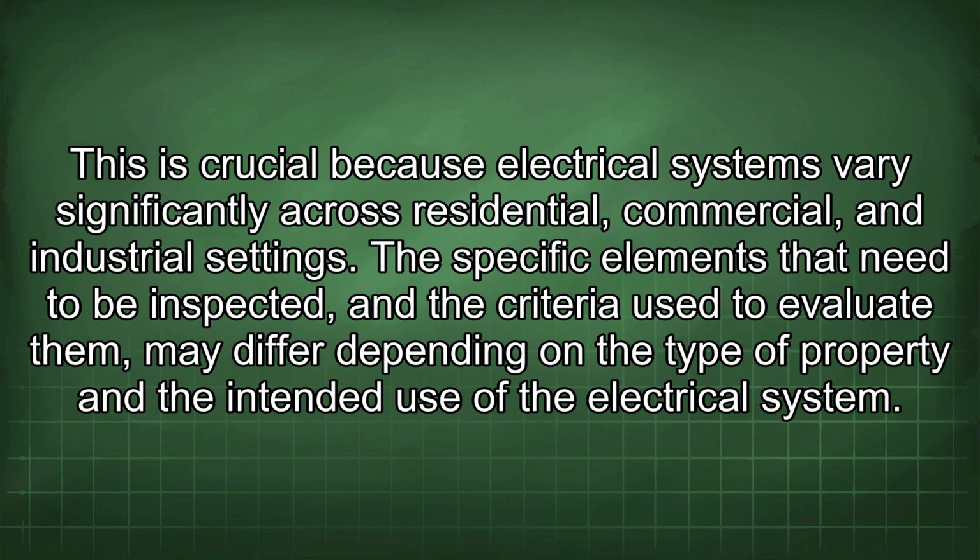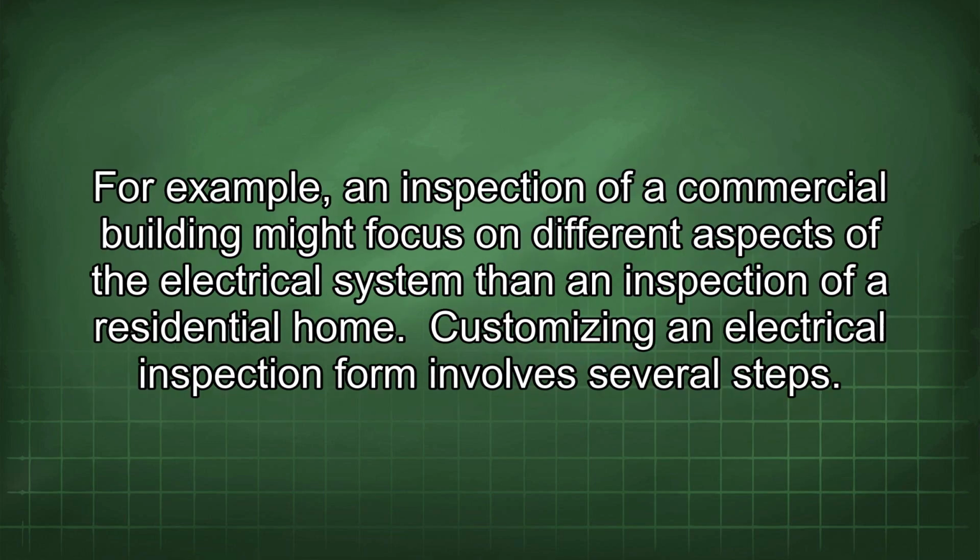This is crucial because electrical systems vary significantly across residential, commercial, and industrial settings. The specific elements that need to be inspected and the criteria used to evaluate them may differ depending on the type of property and the intended use of the electrical system. For example, an inspection of a commercial building might focus on different aspects of the electrical system than an inspection of a residential home. Customizing an electrical inspection form involves several steps.